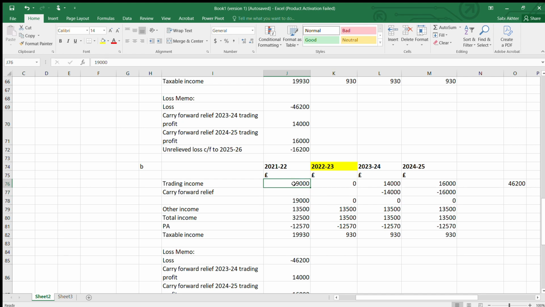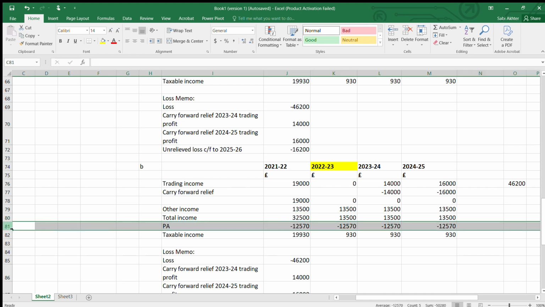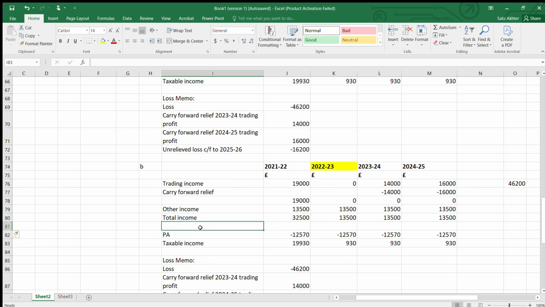So what do you have to do? You have to, that restriction will not apply. You have to deduct your entire total income, 32,500. So here I will just add one more line, insert after total income, relief against total income. It is minus 32,500. Done. So this minus this.